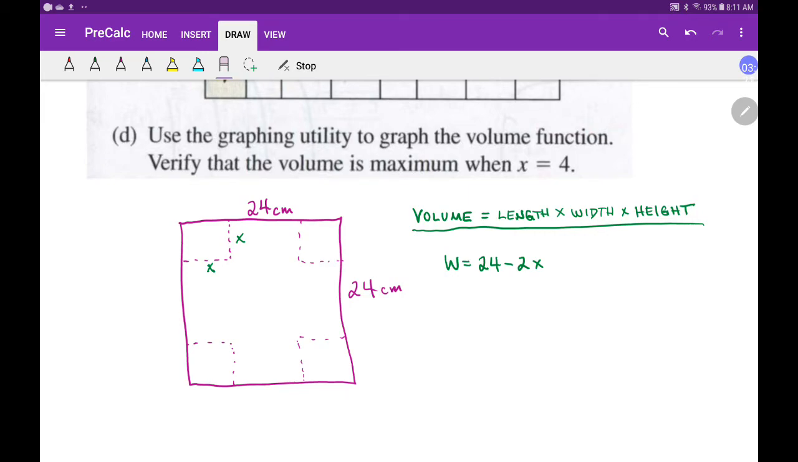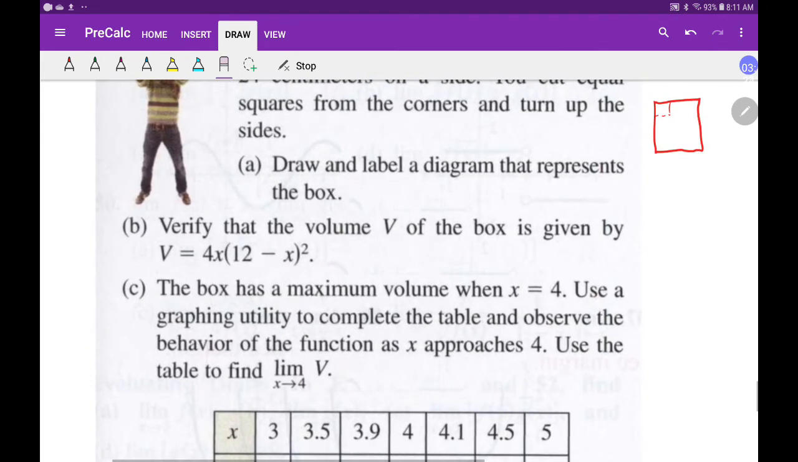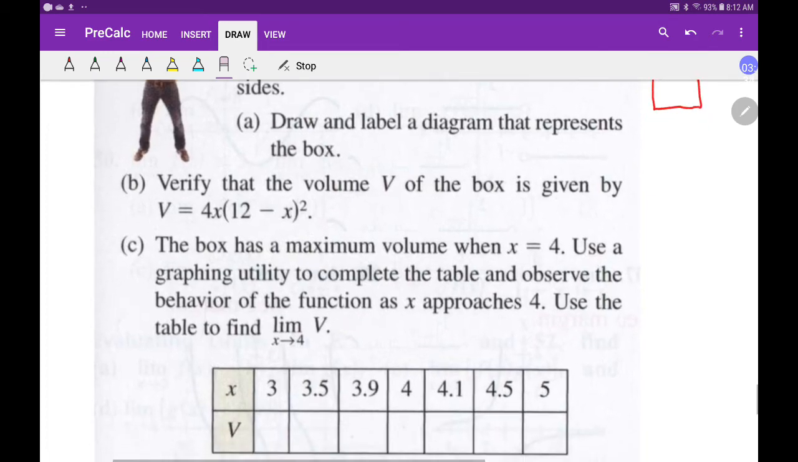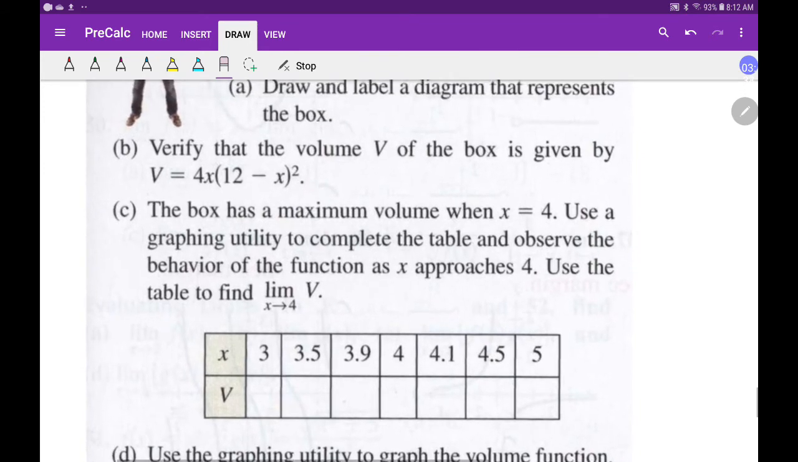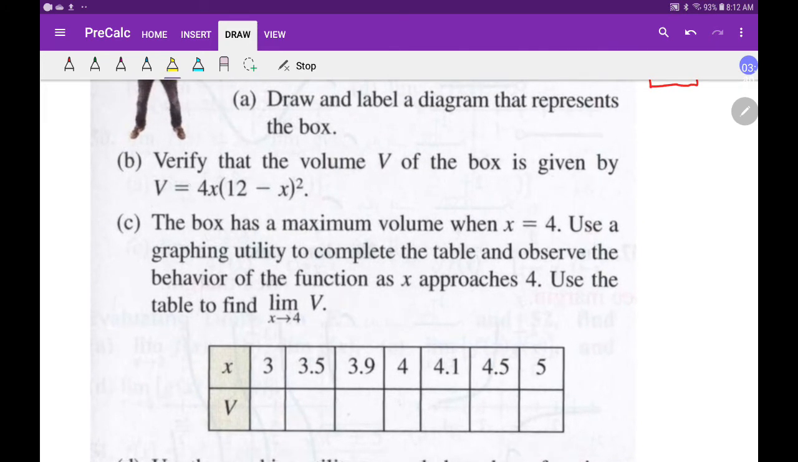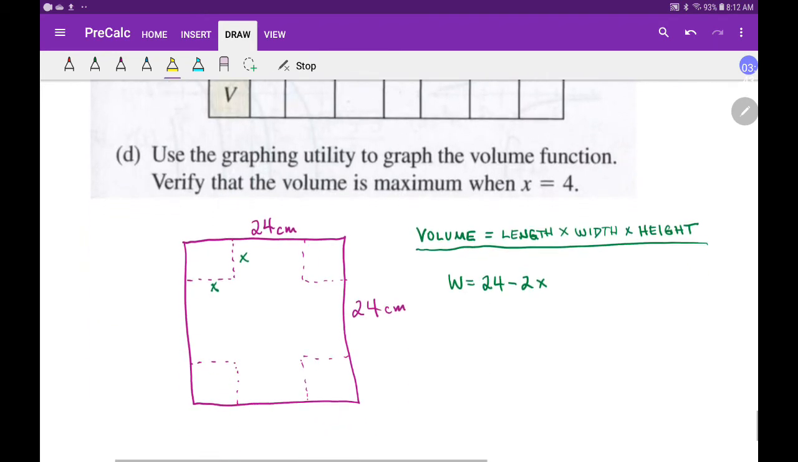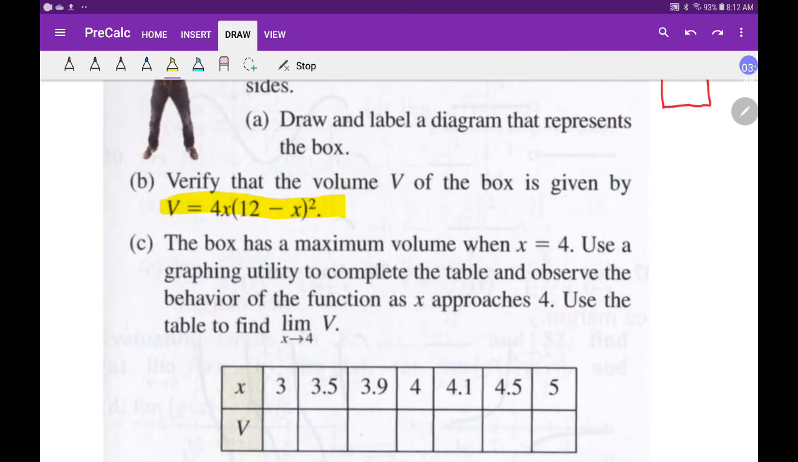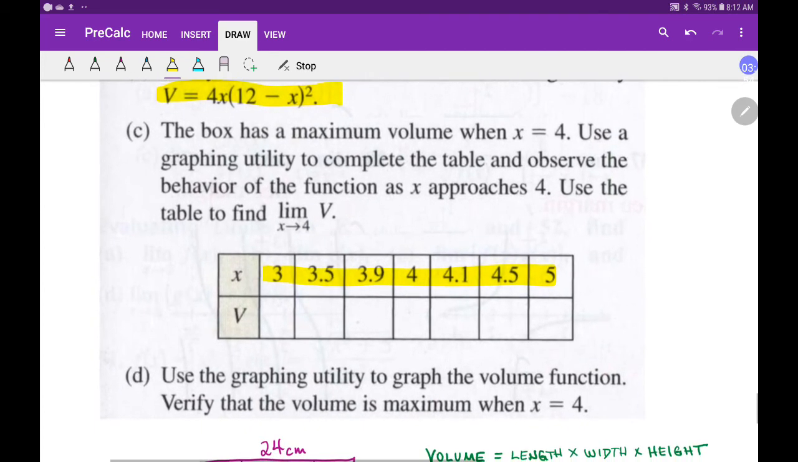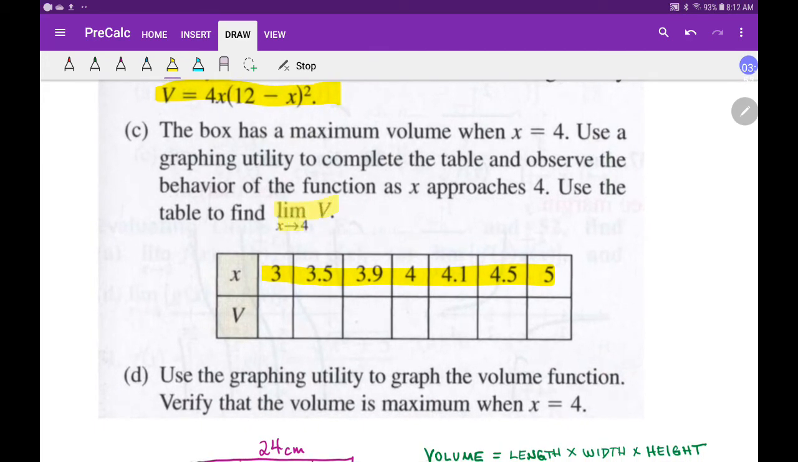So anyway, we go on back up here and we verify that the volume V of the box is given by V equals 4x times (12 minus x) squared. And then they want you to plug in some values for x in there. So do the algebra and show me that this is true based on our setup down here. I got you started here a little bit. But show that that's true. And then plug in values for x and see what you get for V. And then tell me what the limit of V is as x approaches 4.